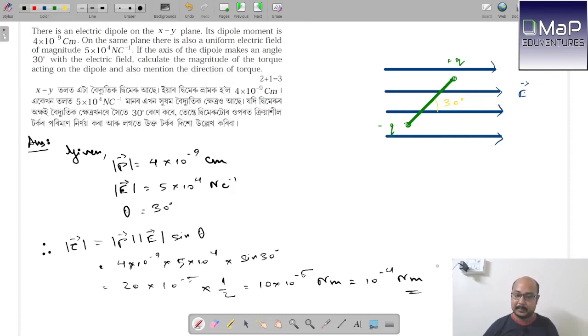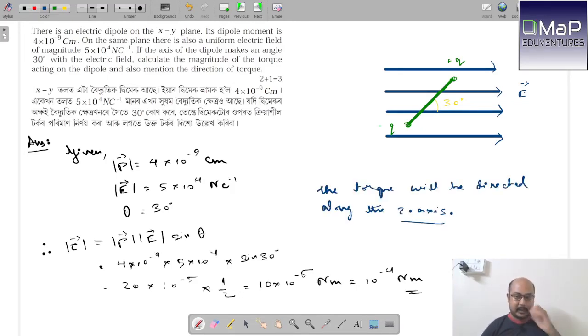So this is the magnitude of torque. The direction of torque is simply the direction of the cross product, by the right hand thumb rule. The torque will be directed along the z axis.